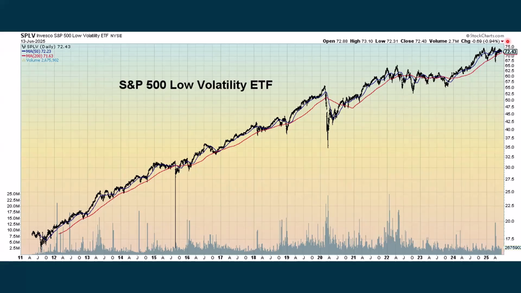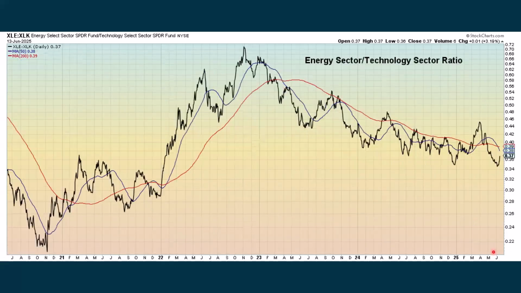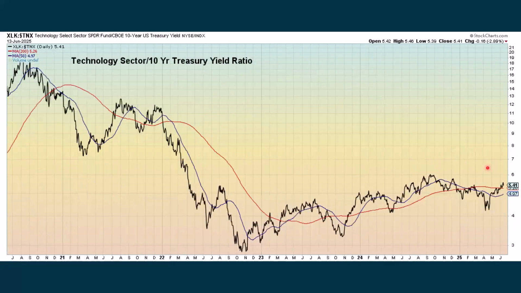We look at a ratio between the low volatility ETF and the S&P, still underneath both of the moving averages. This is more positive as this ratio declines. And we look at energy to tech, which we did see a spike up. Energy went up on Friday, tech went down. That's why we're seeing this ratio going up. But overall, in the bigger picture, we're still seeing where energy is underperforming tech.